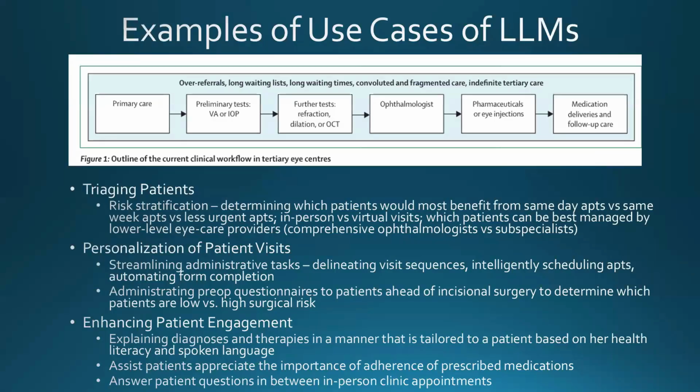In terms of use cases in ophthalmology, this shows the clinical workflow of how patients come through our clinics. And there are different areas that researchers have found where these large language models can be useful. So one would be in triaging patients. So, risk stratification, figuring out which patients need more urgent appointments versus less urgent appointments, triaging in-person versus virtual visits, which types of patients can be managed by lower level providers versus subspecialists, glaucoma subspecialists like ourselves.